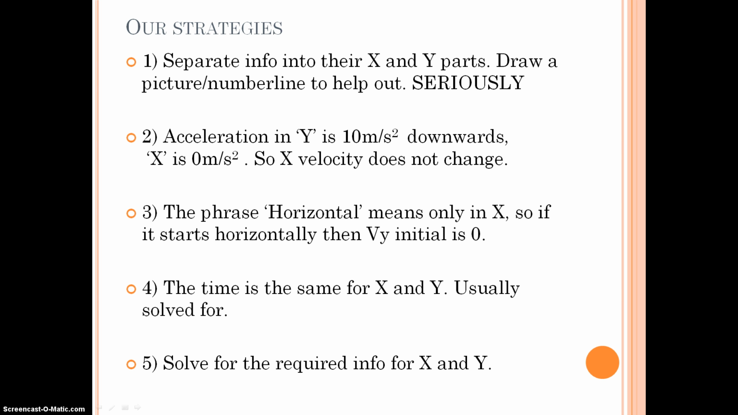Number 4: time is not broken up into x and y. Time is just an overall value. So if you get a value for time, it's for both x and y, so it's your link. And number 5, the last strategy is to solve for what you need. Usually you solve for time in one of the directions that you know the most about, and then use that time in the other direction to solve what you need.